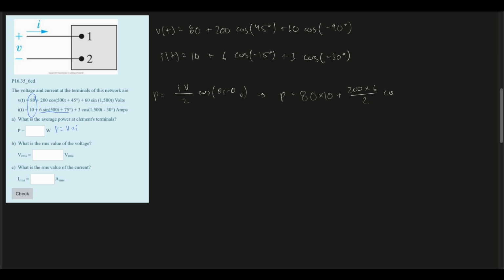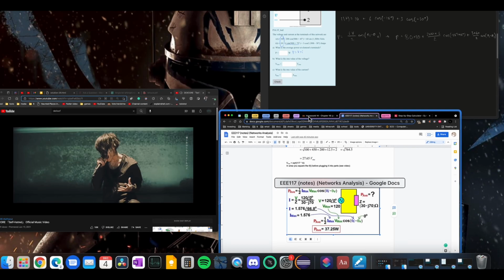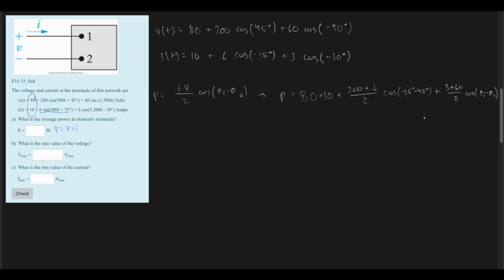I kind of switched these around, but that's okay. Divided by 2 cosine. And then we have a negative 15 minus 45 degrees. And then we will have plus the 3 times 60 divided by 2, and then cosine the angle of I minus angle of V. And again, this formula just comes from notes, you can even Google this formula. And that's exactly what I did to find the average power right there. So if you do that, you're going to get this.